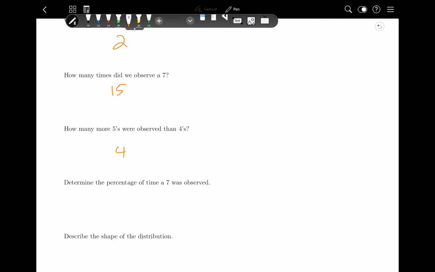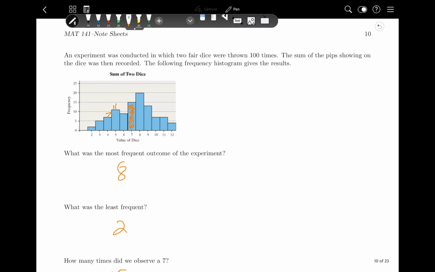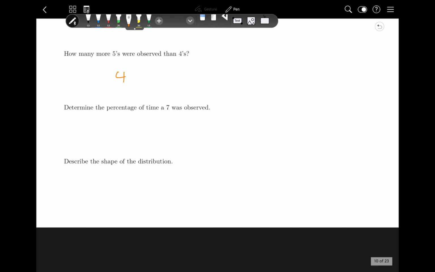Determine the percentage of the time 7 was observed. So how many times was 7 observed? 15. Out of how many? Out of 100. So that would be 15 divided by 100 times 100%, which is 15%.